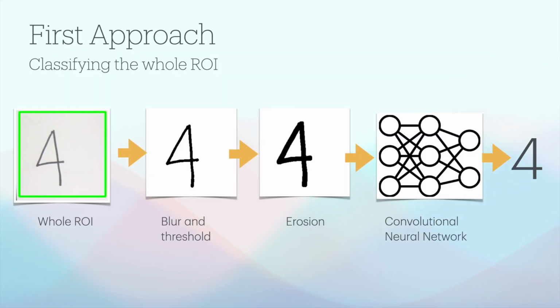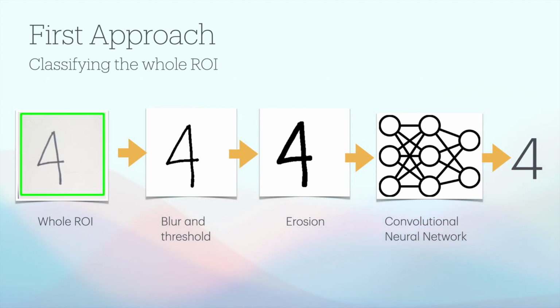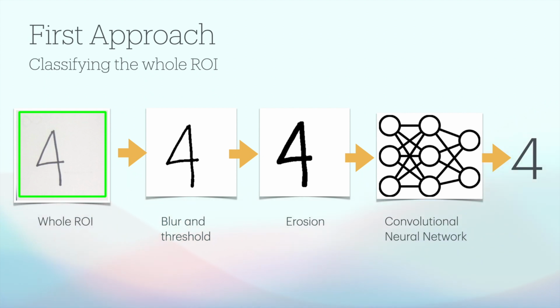So my first approach to the problem was to take the whole region of interest from the screen. Then I applied a blur and threshold operations just to isolate the number from the background and to eliminate noise. Then I apply an erosion operation to make the lines thicker. And then I run that image through a convolutional neural network that I trained previously in order to classify the image and identify the digit. Now, this worked fine for the most part and it's very straightforward.